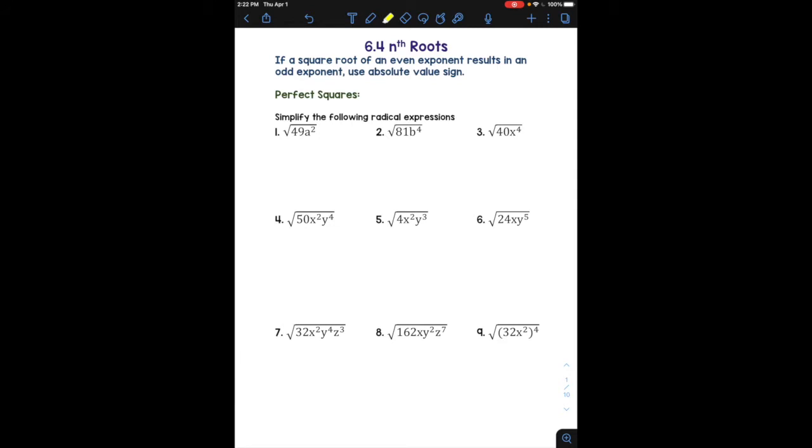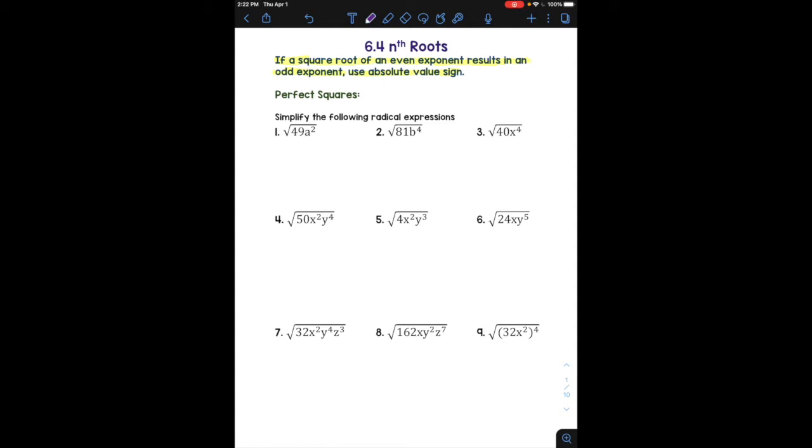It's called nth roots because in this lesson we're going to be talking about square roots, and in the following lesson we're going to be talking about cube roots. And again, we have the rule up at the top. If the square root of an even exponent results in an odd exponent, our answer will use absolute value signs. So let's go ahead and check the first couple of problems.